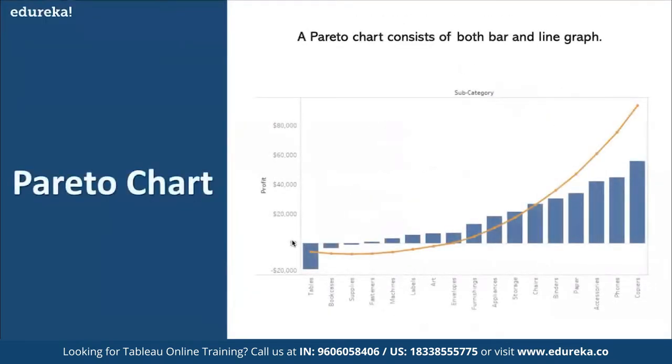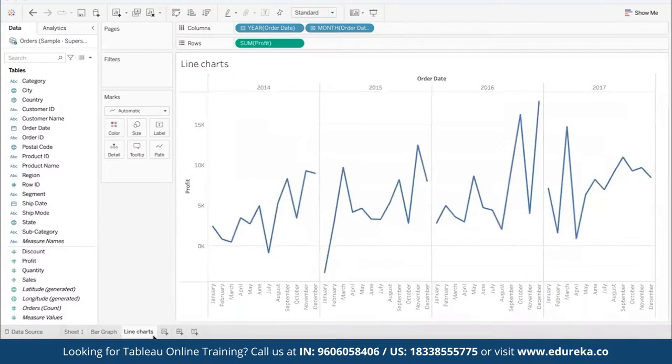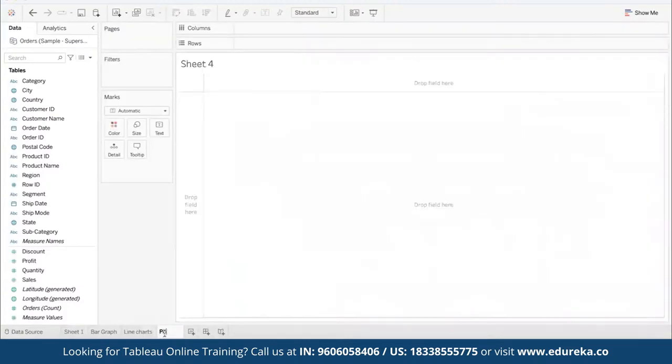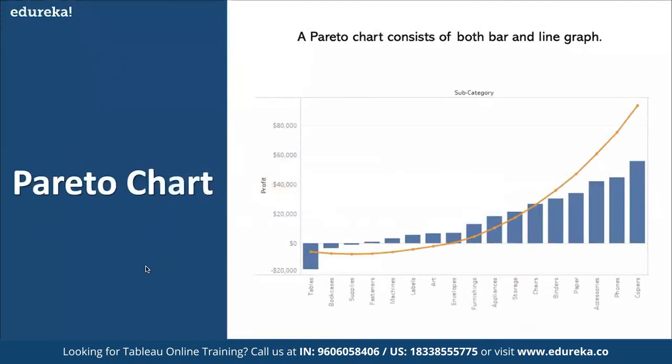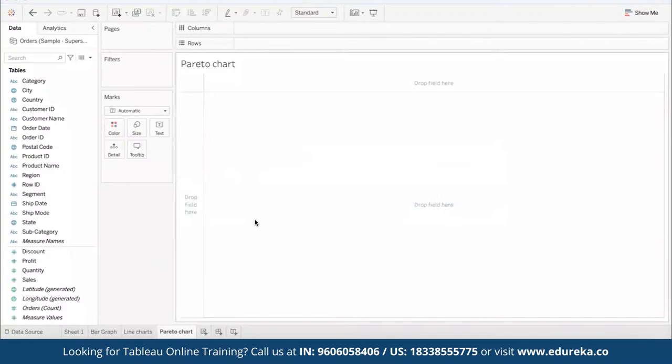The next chart we have here is the Pareto chart. Pareto is a combination of a line graph and a bar graph, and it is based on the Pareto principle. The Pareto principle says that by focusing on the significant few members, we can make a big difference. It is called the 80-20 rule. By putting in 20% of the effort, we can get 80% of the benefit of doing the entire job.